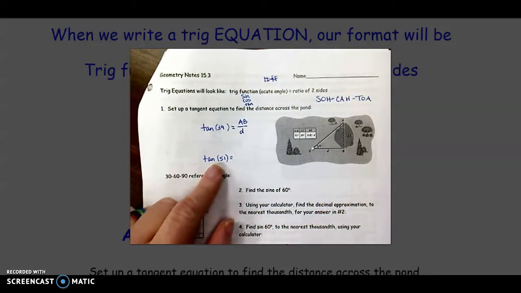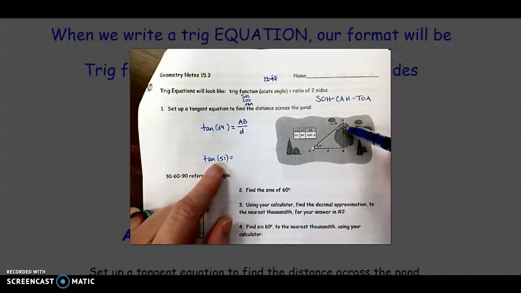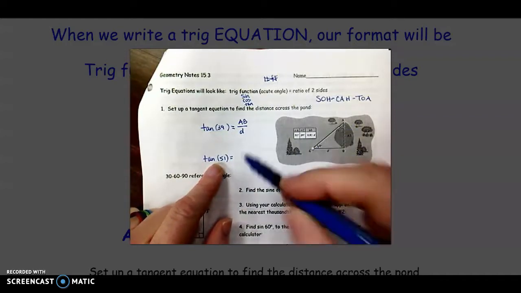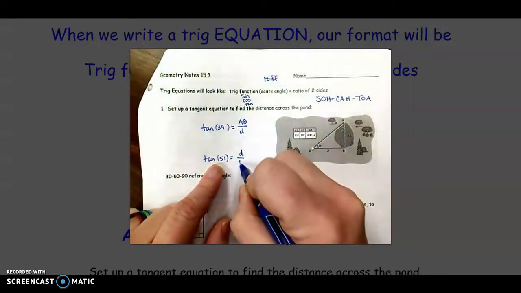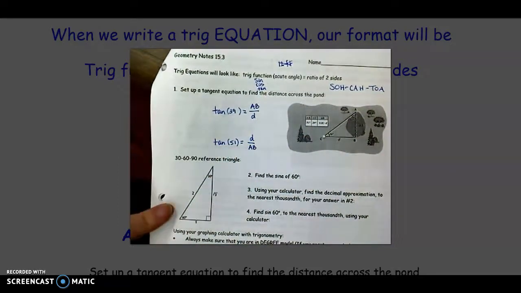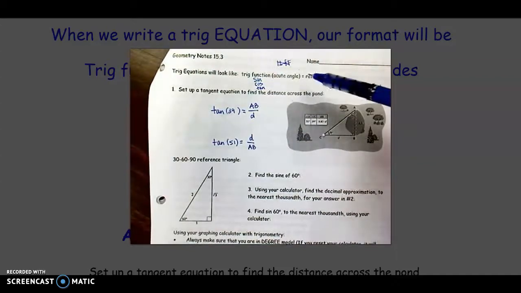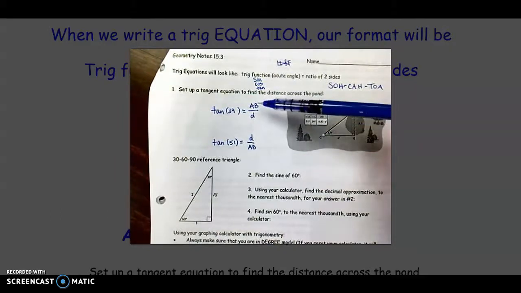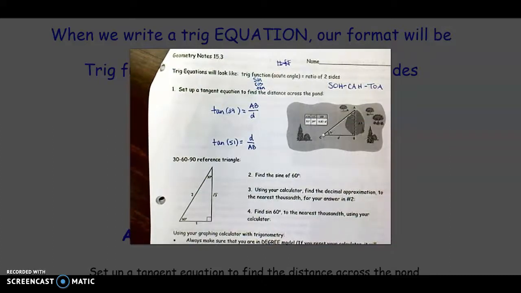If we did it from the 51 degree angle's perspective, these would switch. So from the 51 degree angle's perspective, the opposite side is the D, so that would go in your numerator. And the adjacent side is the AB. Again, we're not using the hypotenuse. So it depends on which angle's perspective you're looking from as to what your opposite over adjacent ratio will look like. Now we can't solve either one of those because they both have two unknowns. So in order to solve, we would either have to know what AB is or what D is. But since both of those are unknowns, we cannot solve at this point.